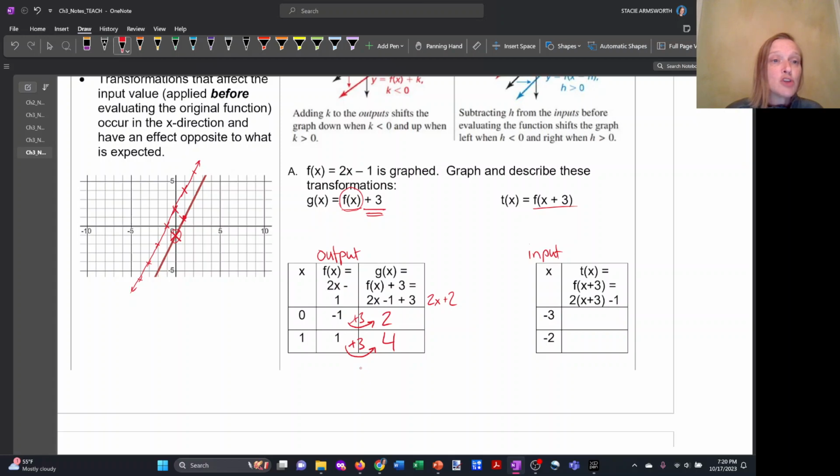But in this case, I'm shifted up 3 units. This is a shift up of 3 units.